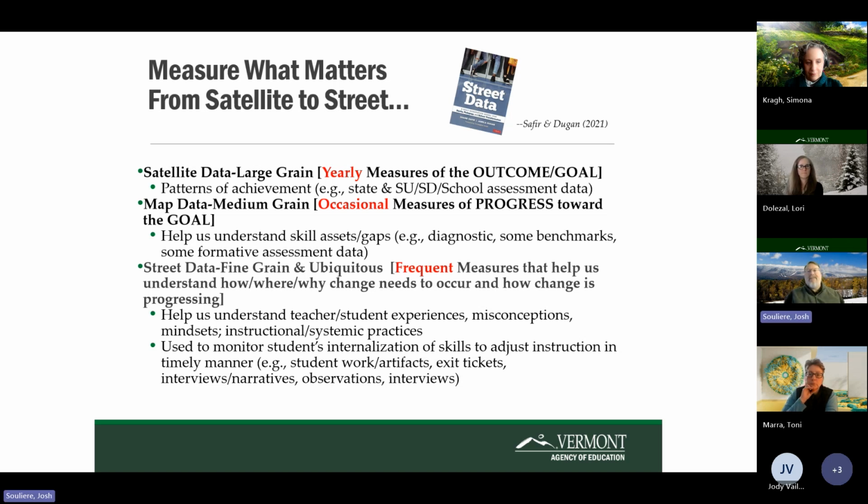These measures might be directly connected to the student learning goal, such as a formative benchmark assessment of skills, or proxies in service of that goal, such as educator professional development or changes to instructional practices, but really something that acts as the intermediary. On this slide, you can see the analogy that the authors of a book called Street Data use to illustrate the differences in the grain size of various measures we use to track progress, and then to finally determine whether or not we've met the goal.